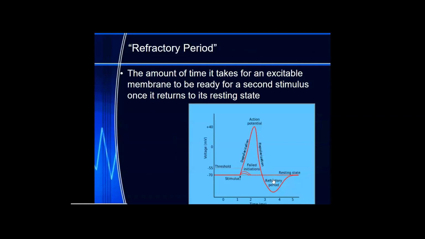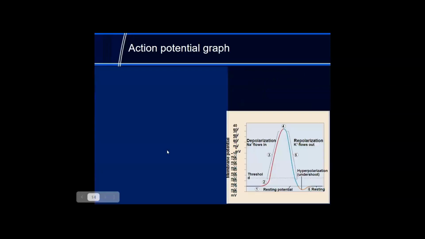The refractory period right here, this is where you have your undershoot, too much potassium has escaped. So no contraction or no signal transmission can occur during this refractory period. So you have to wait till that refractory is over in order to send the next signal. And that is going to happen with that sodium potassium pump.